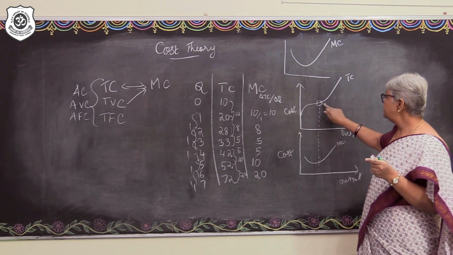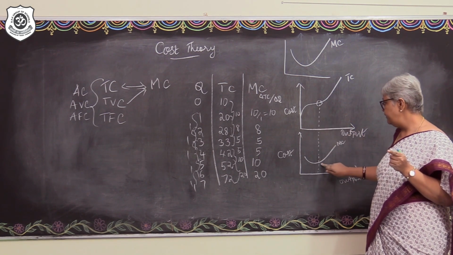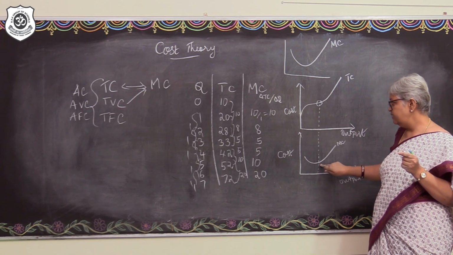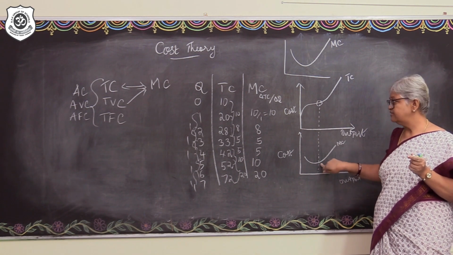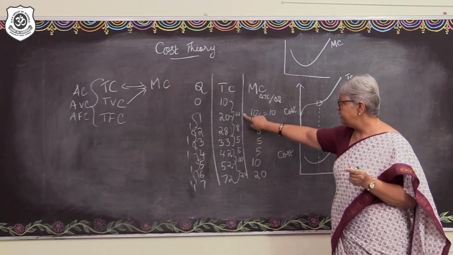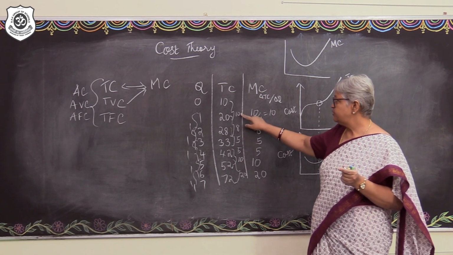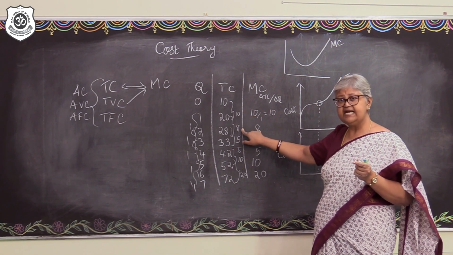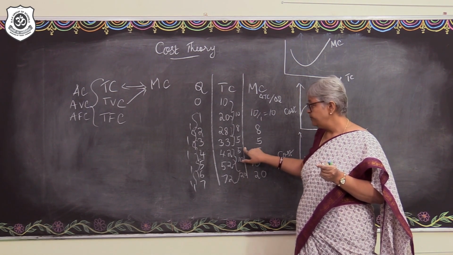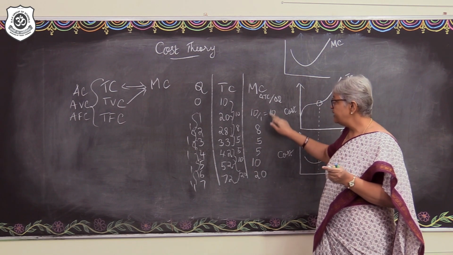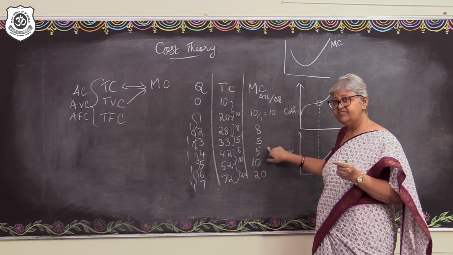Yeah, and then the total cost increases at a constant rate. That is when the MC becomes minimum and constant. Look at the table: 10, 8, 5 and then 5. Right? So the TC is increasing at a decreasing rate and then at a constant rate. Fine? Yeah? And look at the MC. 10, 8, 5. Okay? And then 5 again.